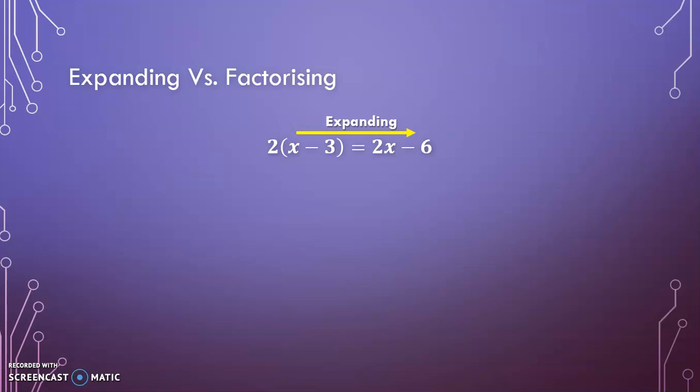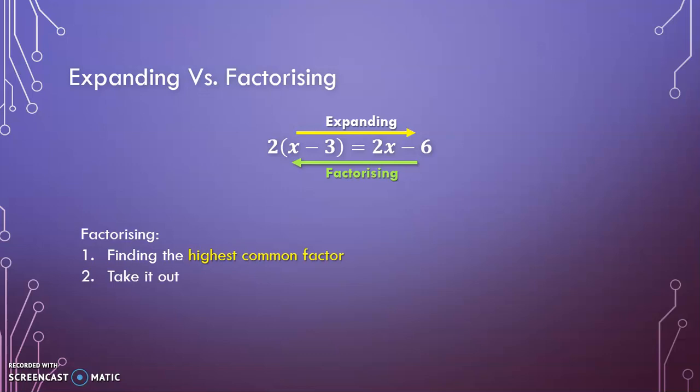2 multiplied by bracket x minus 3 can be expanded by distributing 2 to both x and negative 3. So going towards the right, we are expanding. It can also go backwards, it's reversible, and the process of going backward is called factorizing. In order to factorize, there are 3 steps we need to follow: finding the highest common factor, take it out, and then put the rest of the terms inside the bracket.